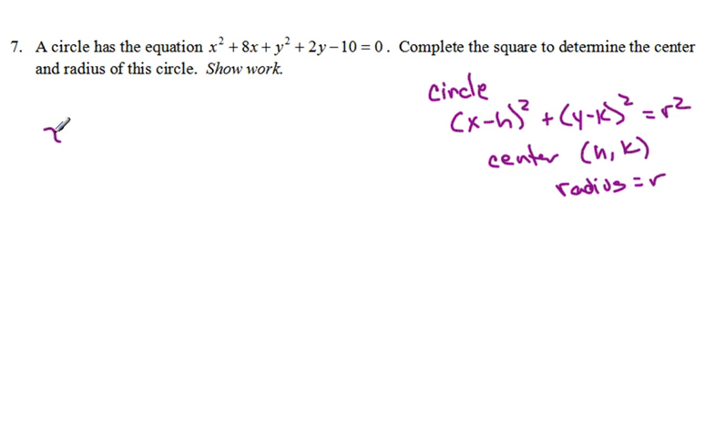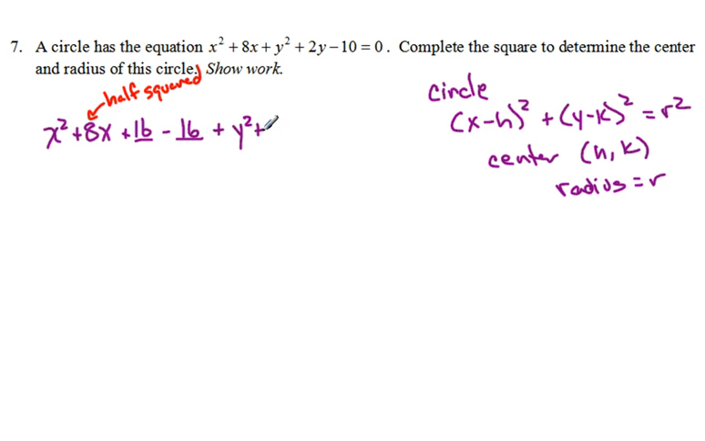So we're going to start off with x squared plus 8x, and we're going to add and subtract the same number, and we have to figure out what that number is going to be. We take half of this term squared. So we take half of 8 squared. Half of 8 is 4. 4 squared is 16. We add 16, but we have to balance that out so we don't change things by also subtracting 16.